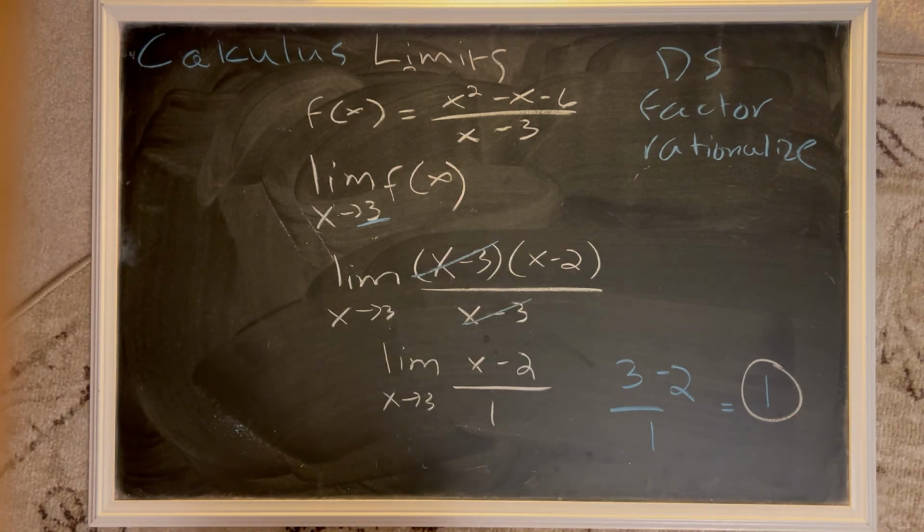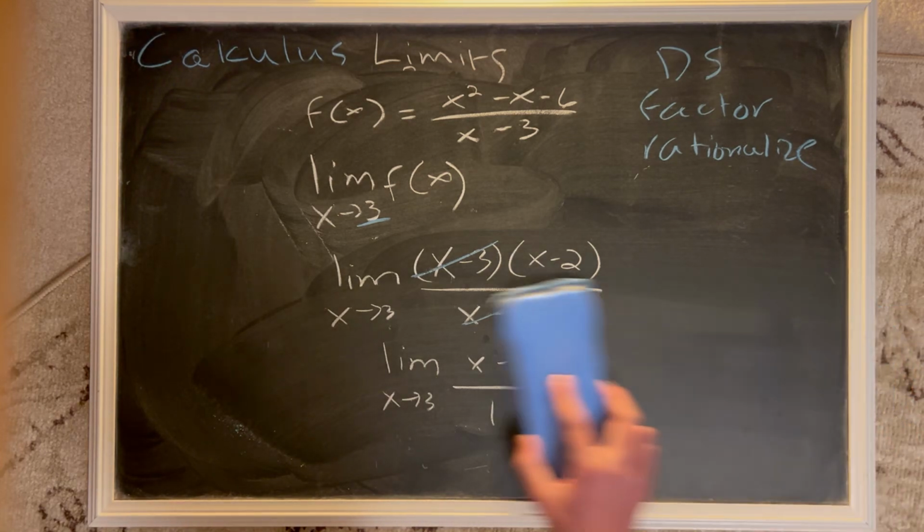Even though this value cannot exist, as it approaches 3, it gets very close to 3, but it never hits 3, and the limit would actually be 1. So now, let's try a rationalizing example.